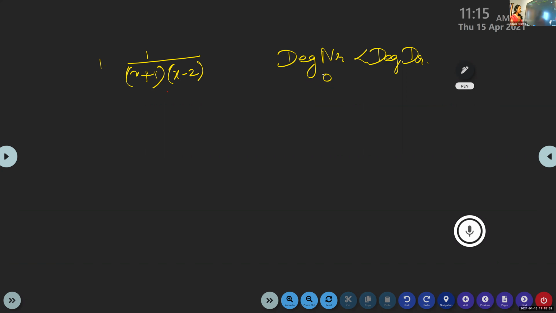It is 2. It is expressed as a product of linear factors. When you expand it, what is the total degree? 2. Degree means you have to take the biggest power after expansion, the highest power. So here it is 2. The denominator is of degree 2 and it is expressed as a product of linear factors. So the condition is satisfied: the degree of the numerator is less than the degree of the denominator. So we are going to integrate this by using partial fractions.